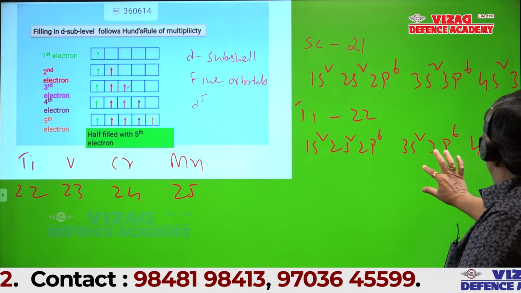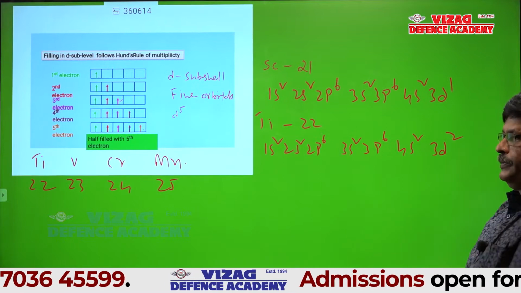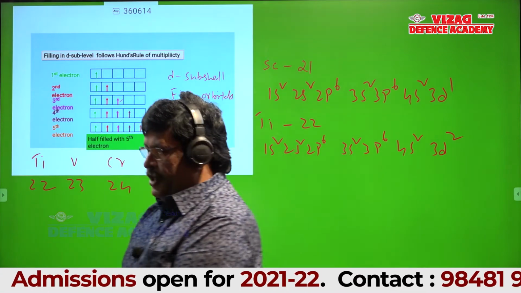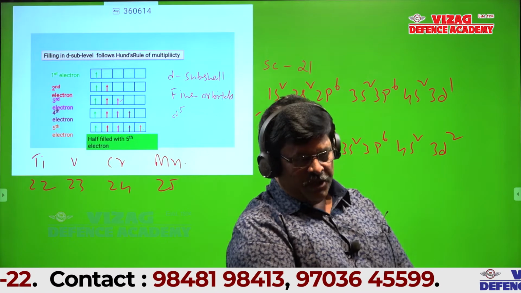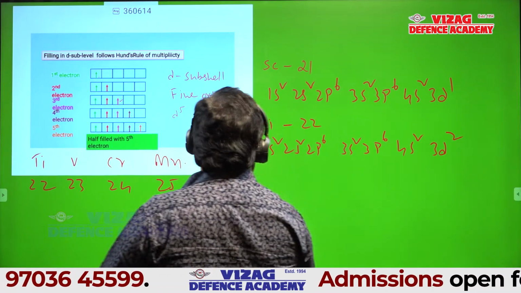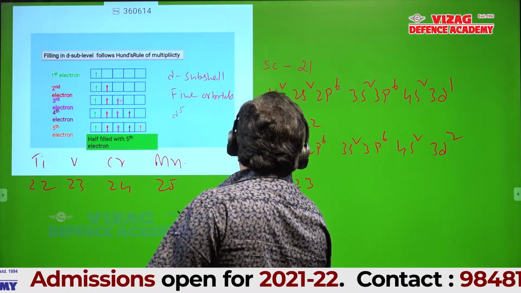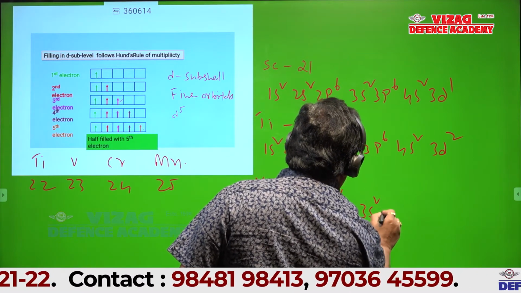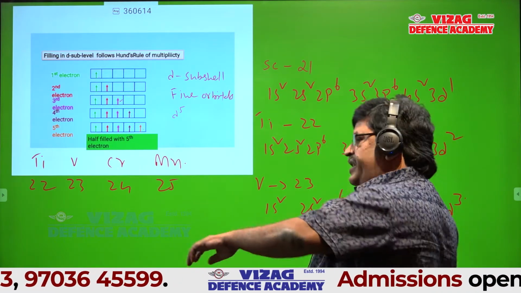Is the board visible to all of you? Yes, sir. Titanium is 1s2, 2s2, 2p6, 3s2, 3p6, 4s2, 3d2. Is it okay? Then write for vanadium. Vanadium is 23: 1s2, 2s2, 2p6, 3s2, 3p6, completed, 4s2. Write simply 3d3. Okay?